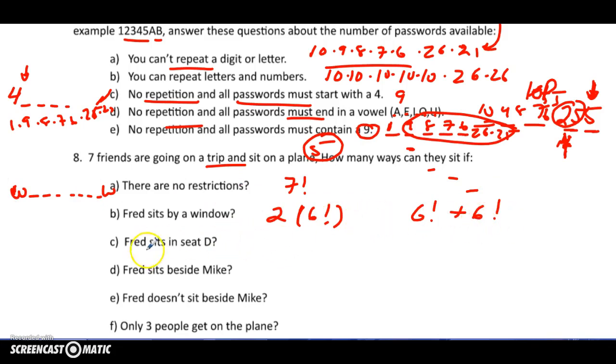Either way, it's the same thing. Fred sits in seat D. So A, B, C, D. Fred's going to sit here. If Fred is there, so there goes Freddy boy right there.